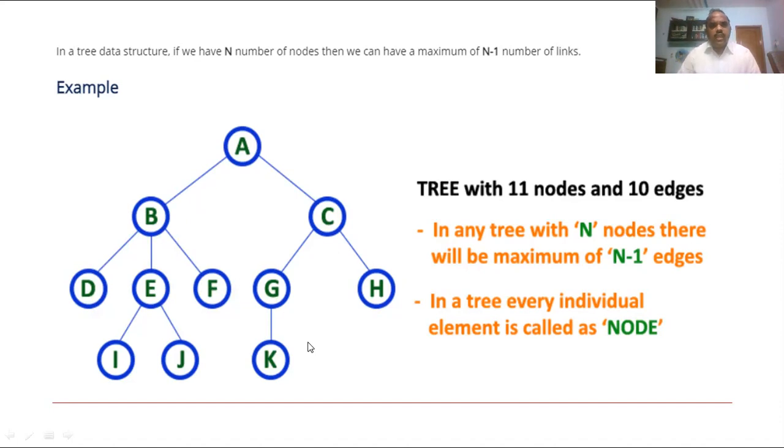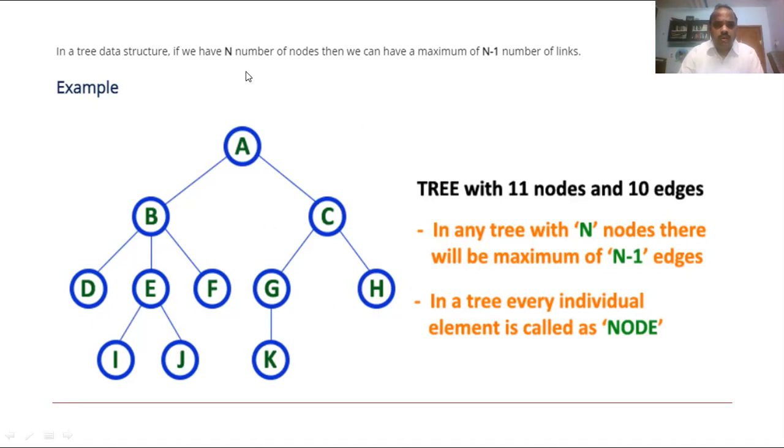Clear? In a tree data structure, if we have n number of nodes, then we can have a maximum of n minus 1 number of links. For example, how many nodes are there? 1, 2, 3, 4, 5, 6, 7, 8, 9, 10, 11. So 11 nodes in this tree. How many links are there? This is called a link. A to B link, A to C link, B to D, B to E, B to F. These are called links. 1, 2, 3, 4, 5, 6, 7, 8, 9, 10. 10 links.